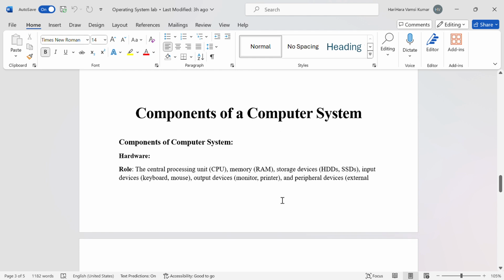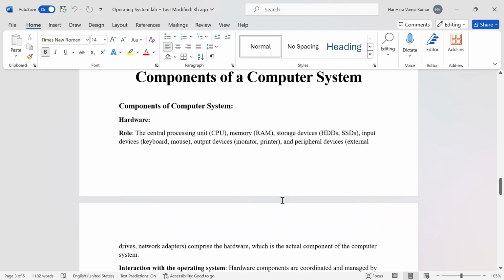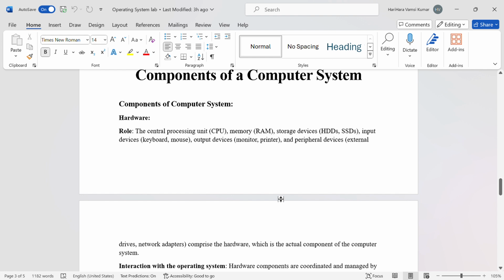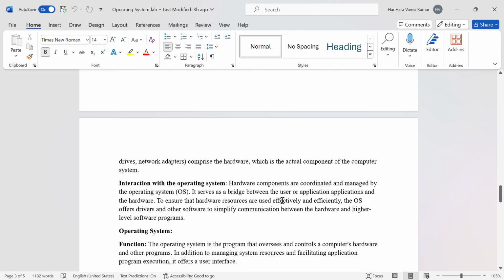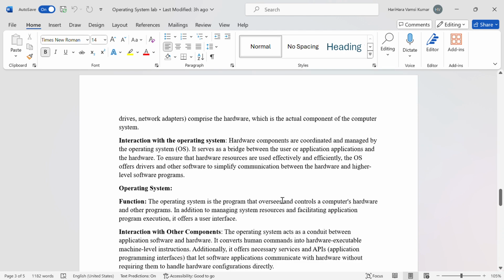Components of a computer system. First one is hardware. In hardware, the central processing unit (CPU), memory, storage, input devices, output devices, and peripheral devices comprise the hardware, which is the actual component of the computer system.